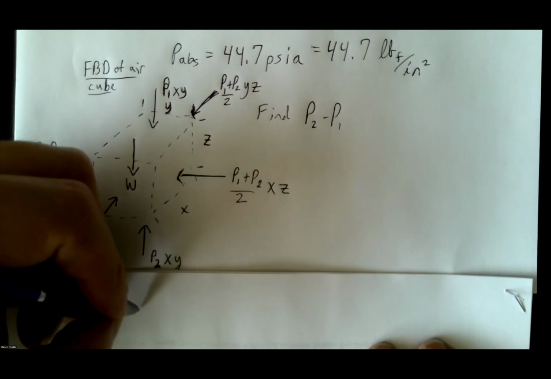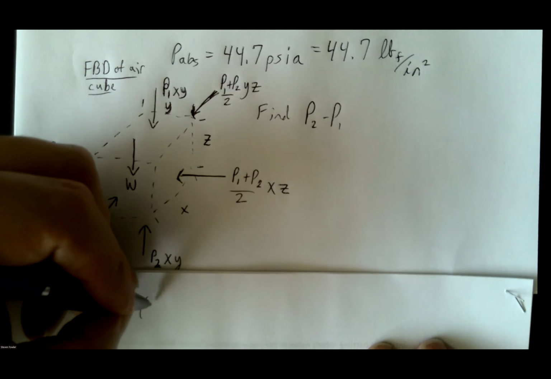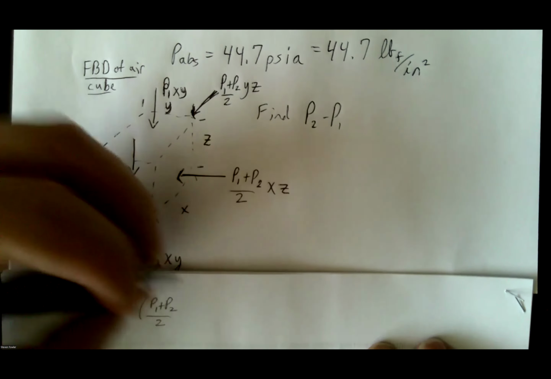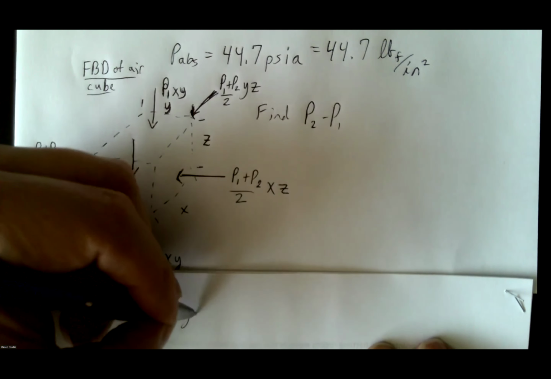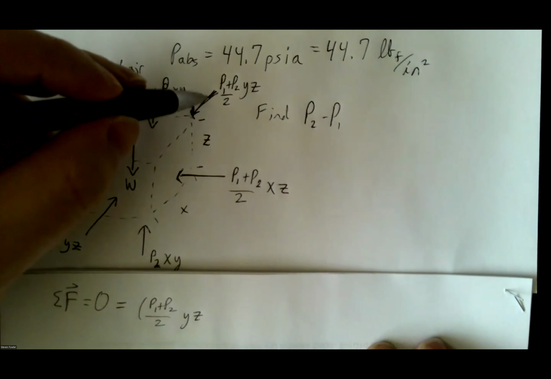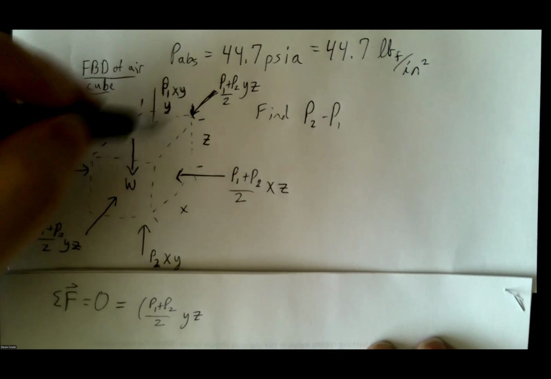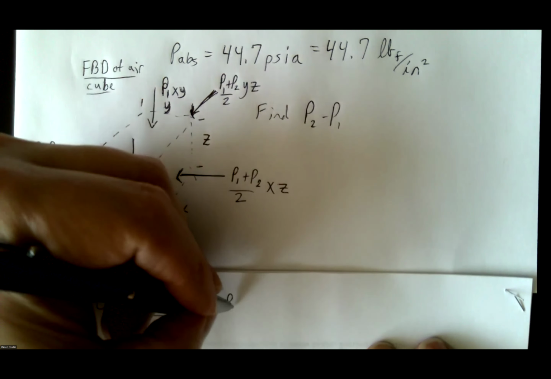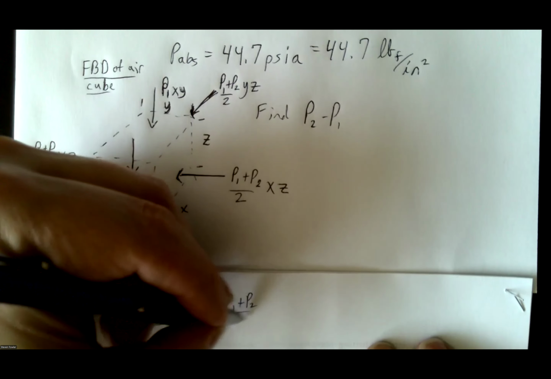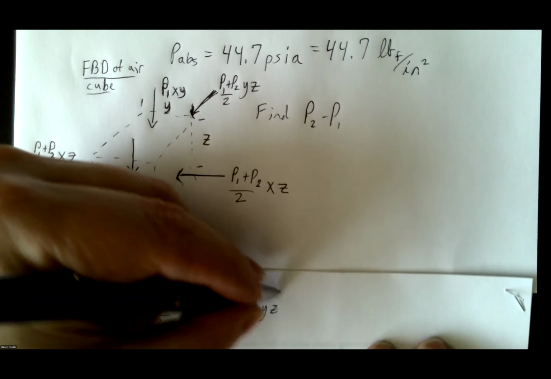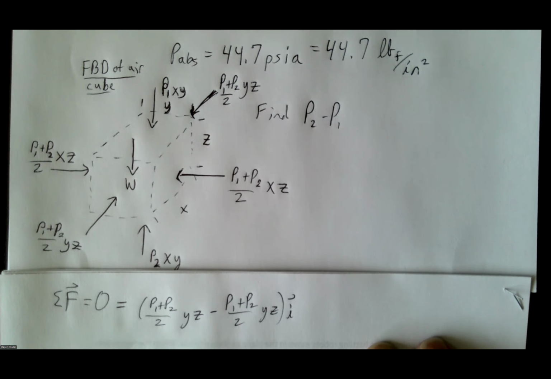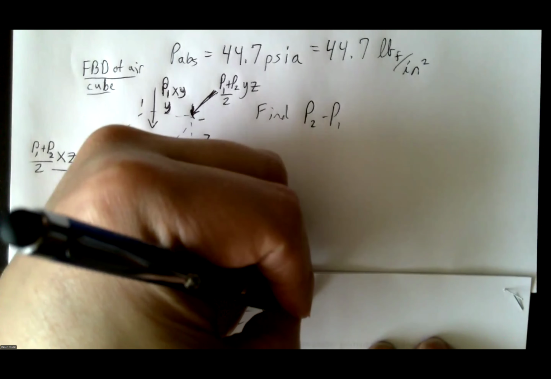So in the x direction, that's into and out of the page, I've got this average pressure, (P1 plus P2) divided by 2, and that's times the area YZ. I've got it in the positive x direction coming out here, and the negative x direction pushing into the page, minus (P1 plus P2) over 2 times YZ. Both of those are in the x direction, so we'll multiply by the i vector. That's the unit vector in the x direction.